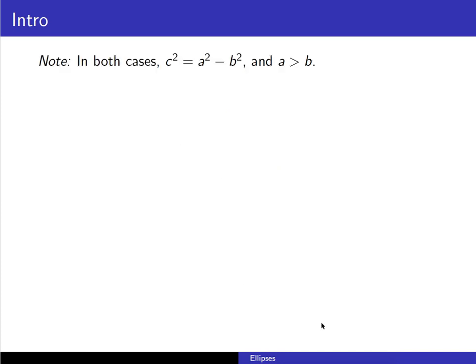Note in both cases the value of c, or in this case c squared, is going to be a squared minus b squared. So it's a little bit like the Pythagorean theorem, but instead of a squared plus b squared, your distance from your center to your focus point, that value of c, when you square it, is a squared minus b squared. And a is always going to be bigger than b. Not always going to be the case for hyperbolas, which we'll talk about in another video.